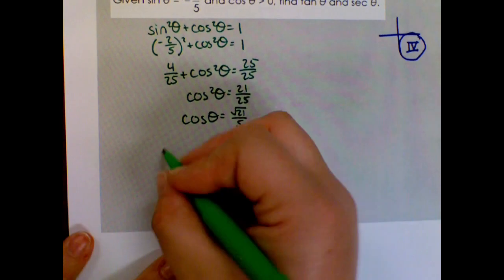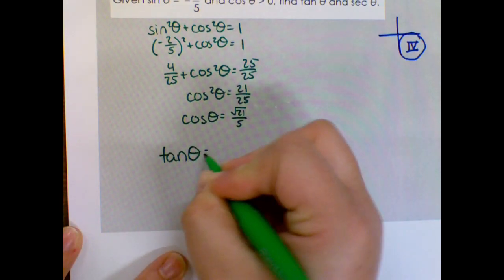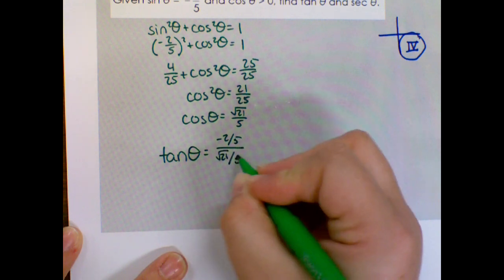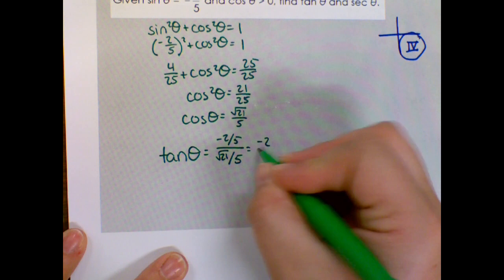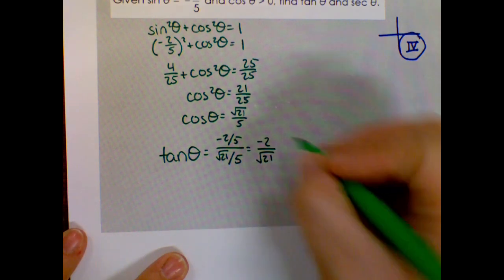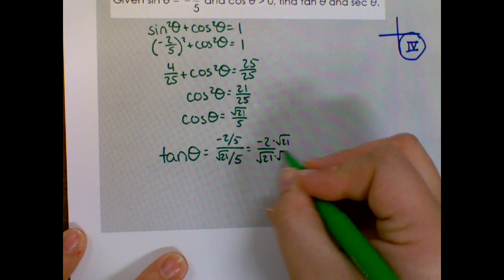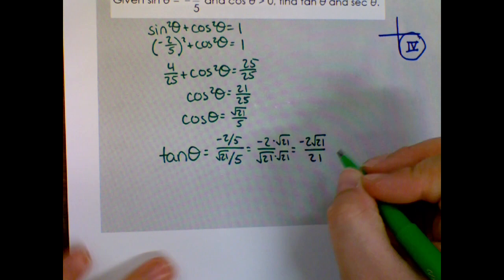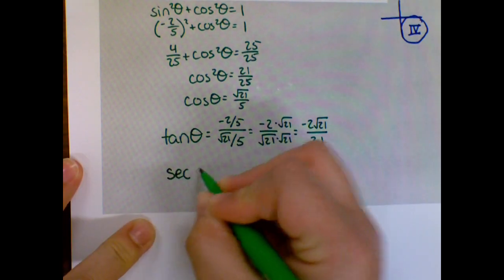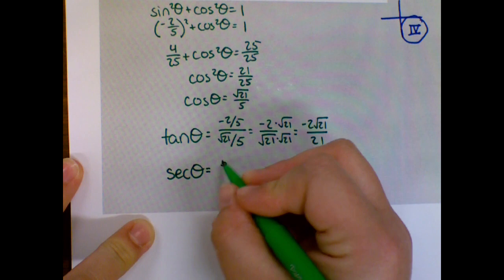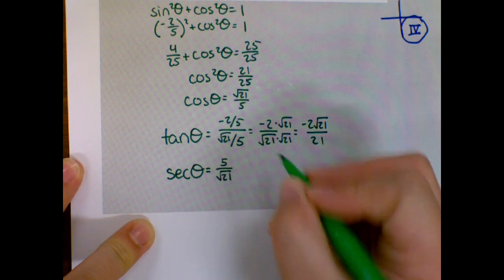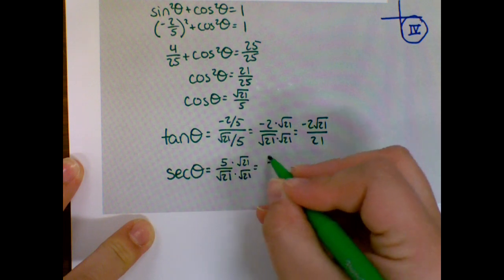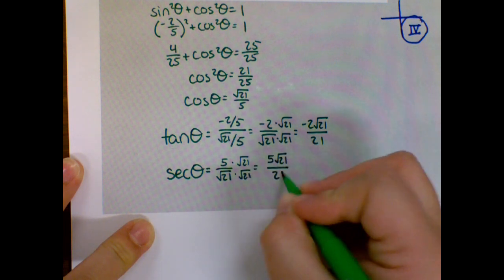To get the tangent, I just take sine over cosine. So negative 2/5 over square root 21/5. Those 5's cancel, leaving me negative 2 over the square root of 21. I rationalize. I get negative 2 square root 21/21. And for my secant, secant is the reciprocal of cosine, so it is 5 over the square root of 21. Rationalize that denominator also. I get 5 square root 21/21.